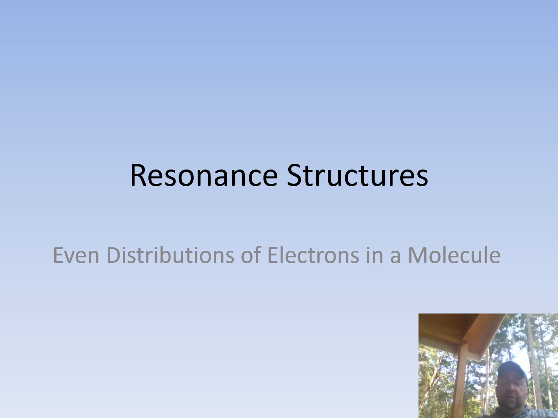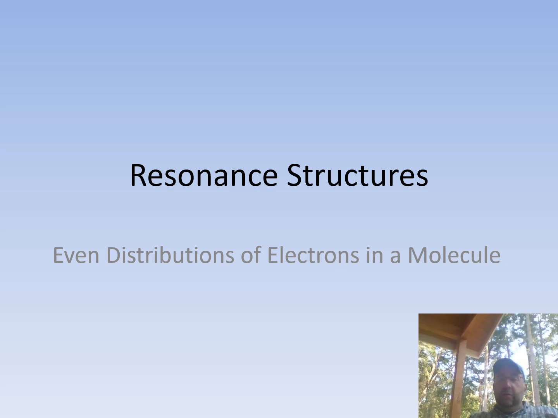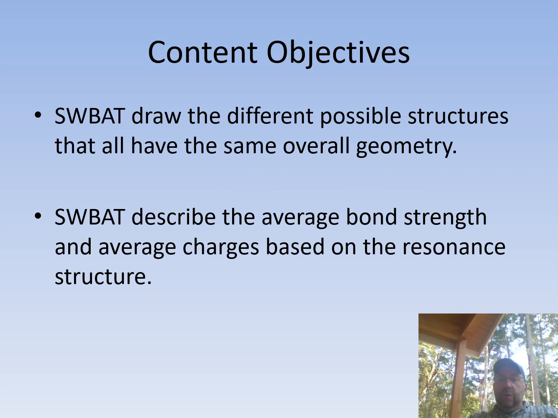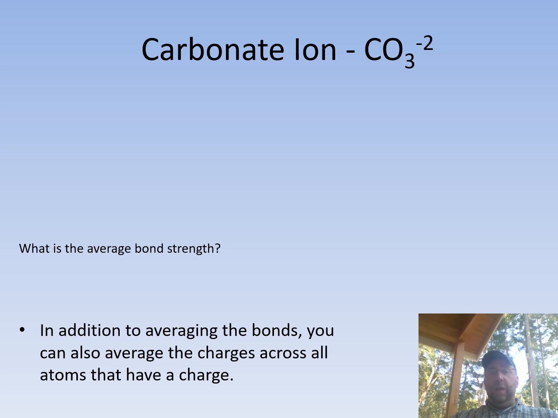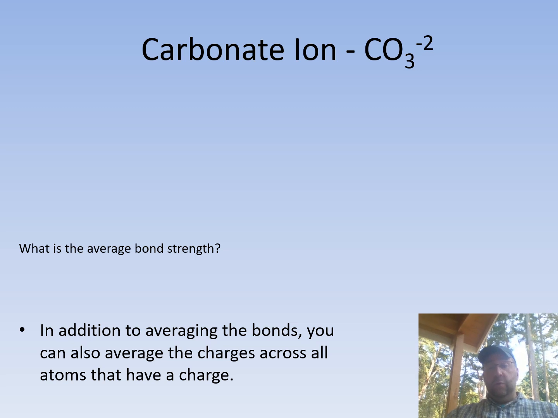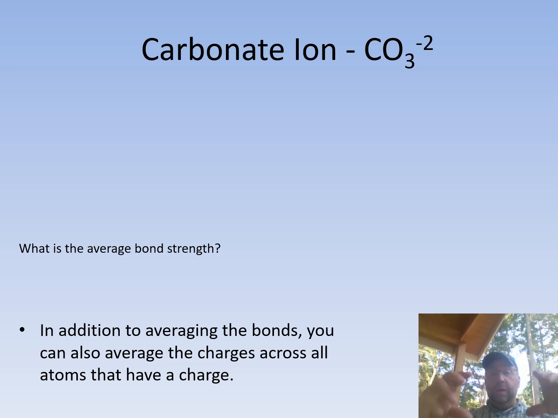Okay, so now we're going to look at resonance structures in a little more detail and do a little practice. All right, so I'd like you to start off by drawing the carbonate polyatomic ion, CO3 -2. What that indicates to you is that we're going to have a carbon in the middle with 3 oxygens attached, and you get 2 extra electrons to place on there.